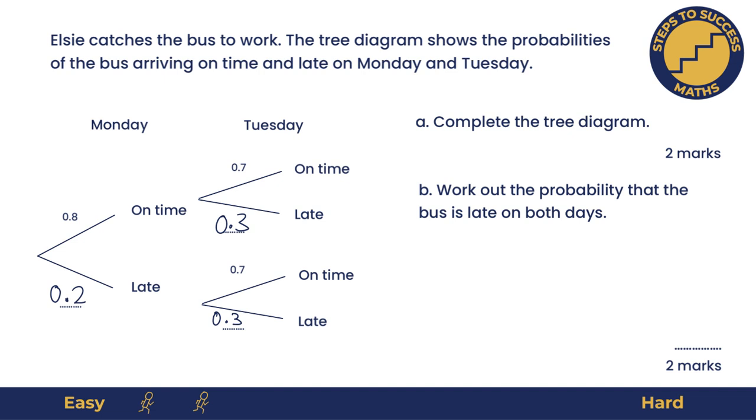Now we're going to work out the probability that the bus is late on both days. So walk the route you want. Late on Monday, late on Tuesday. So that's 0.2 times 0.3, which is 0.06.